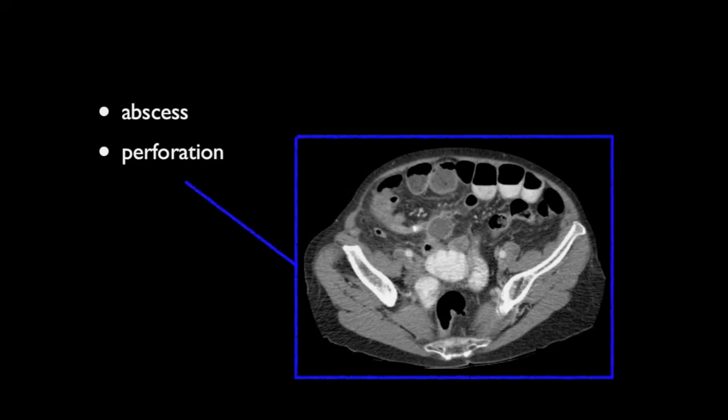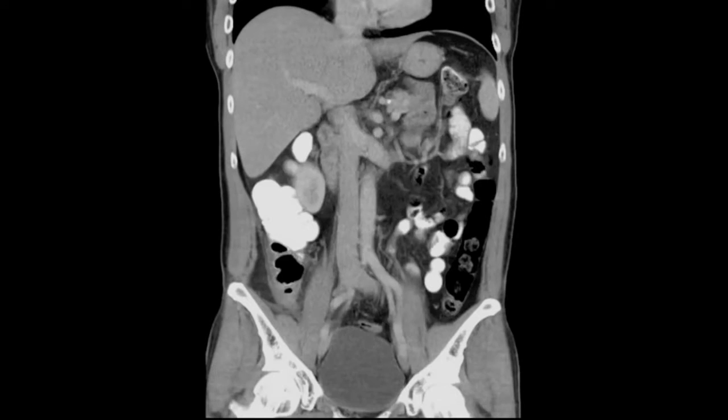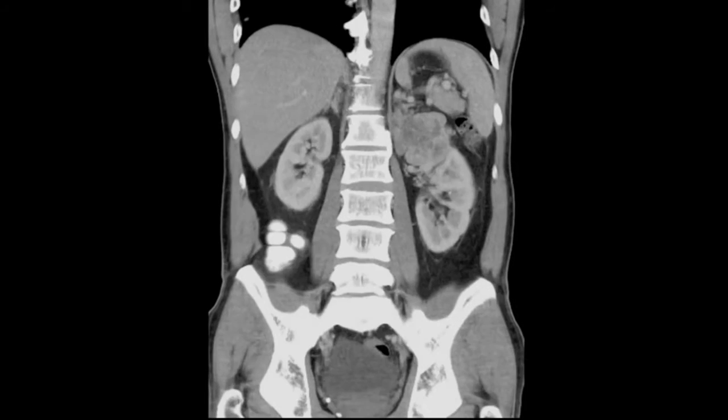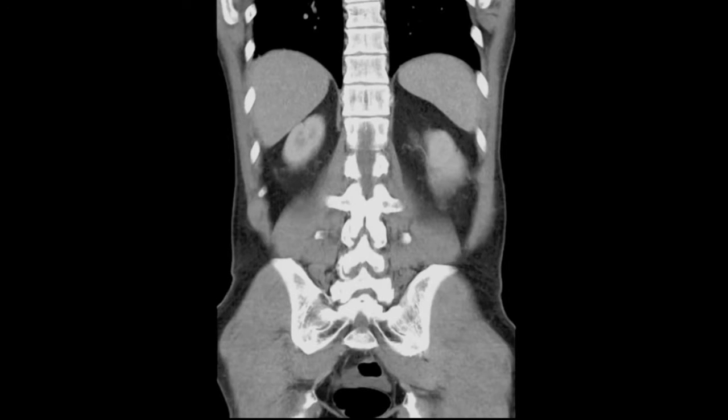Here's a different patient showing an abscess adjacent to the tip of an inflamed appendix. This patient also has a calcified appendicolith at the base of the appendix causing the obstruction. This is a common finding in appendicitis, but is certainly not present in every case. This patient also has an unrelated but very important pathology demonstrated on these images.